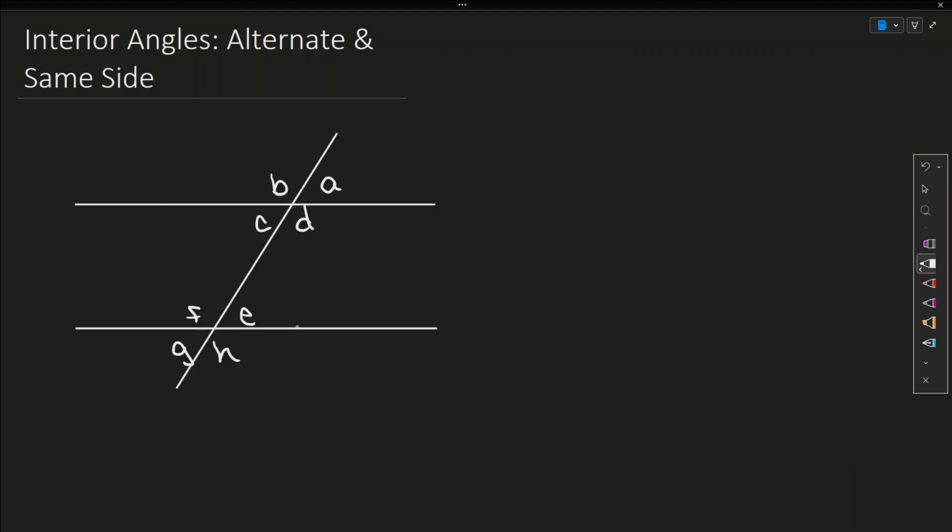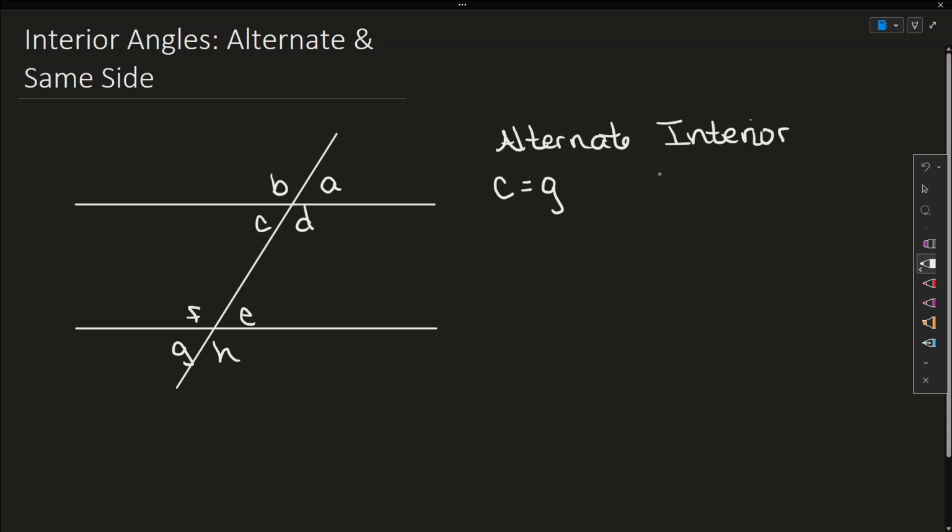If the lines are parallel, 2 important facts occur. Let's start with the facts about the alternate interior angles. So for example, C and E. One thing we do know is that angle C is equal to angle G. That has to do with those corresponding angles that we talked about in a previous video.